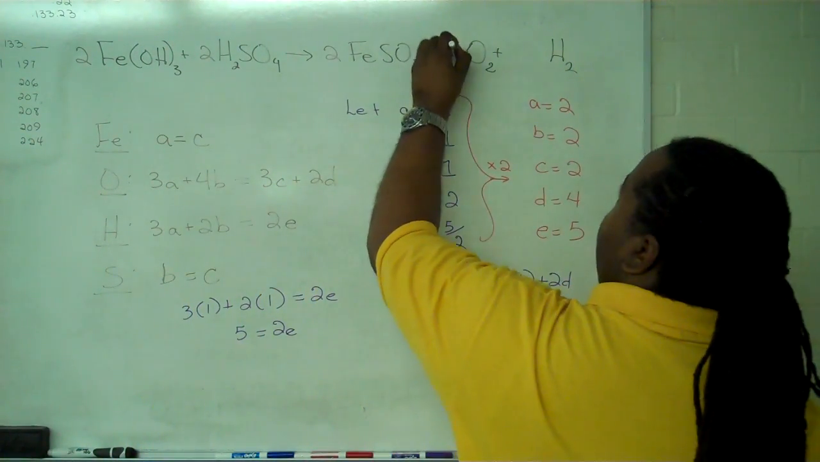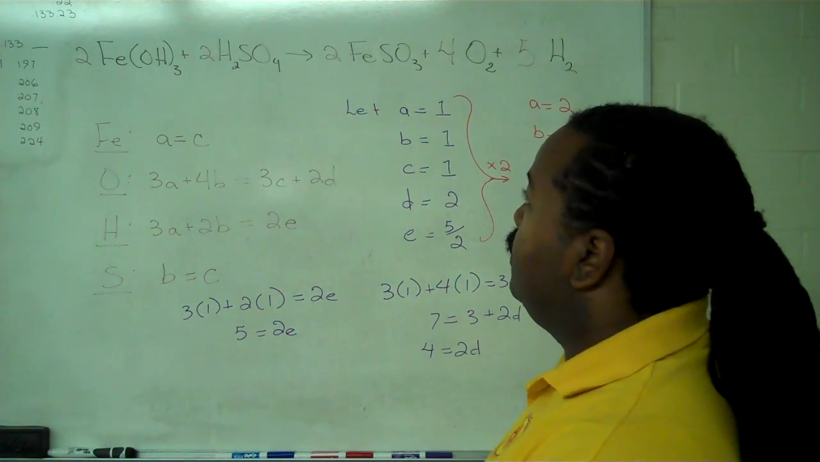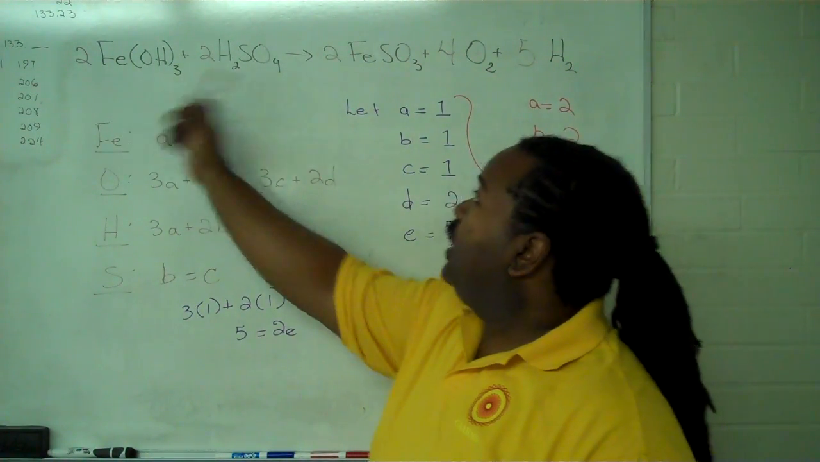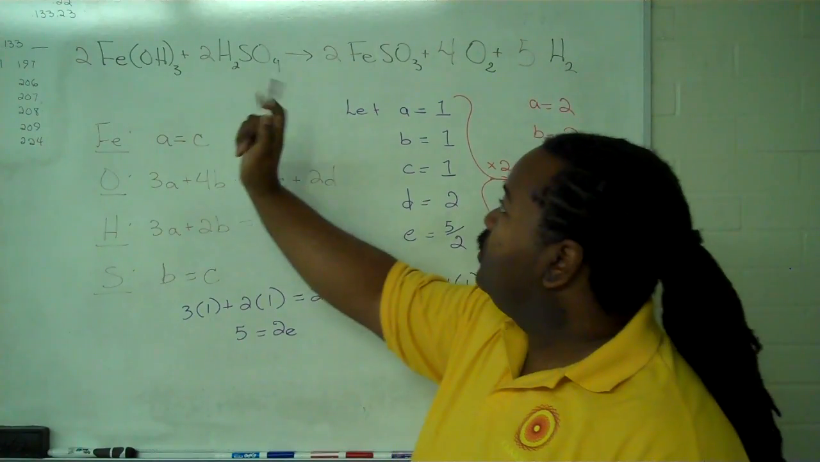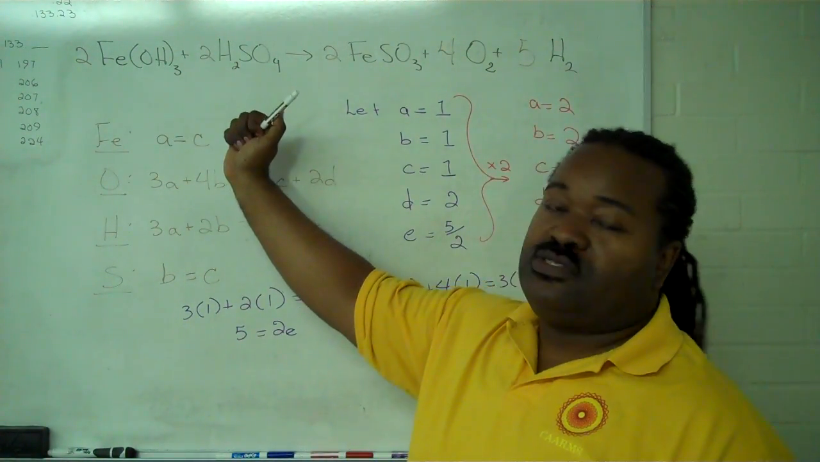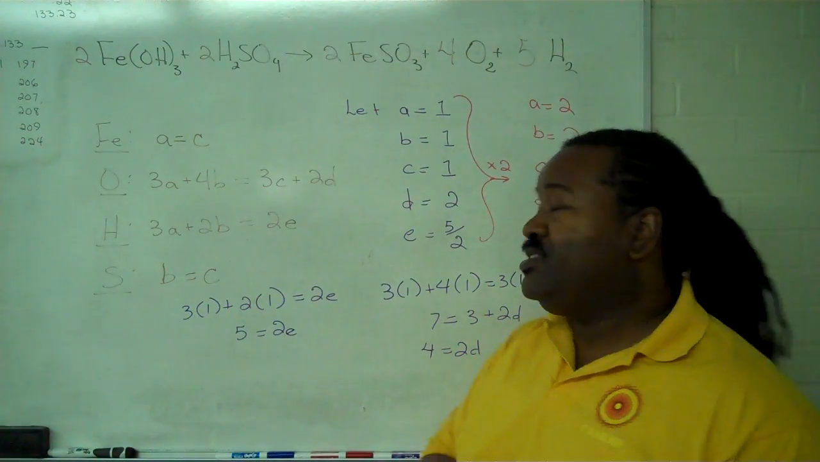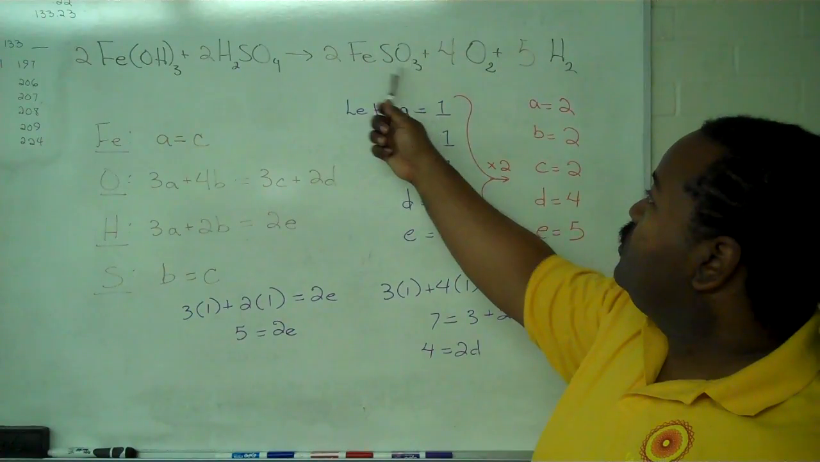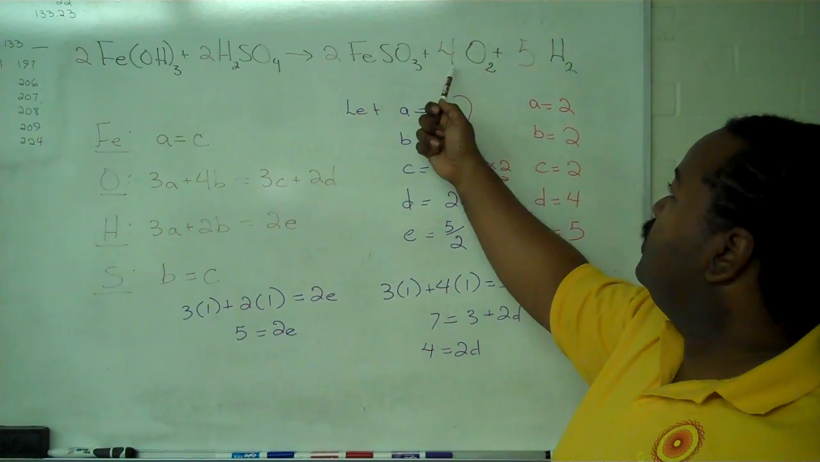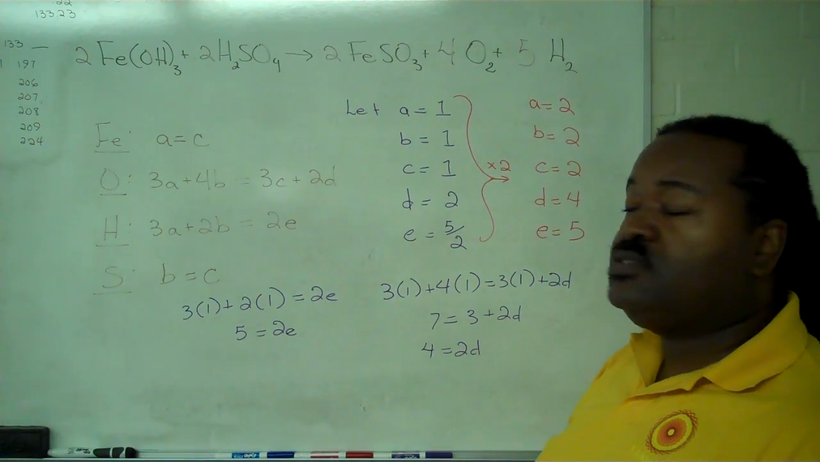And it becomes straightforward to verify that this does in fact work. 2 irons, 2 irons. For oxygen we have 3 times 2, that's 6, plus 2 times 4, which is 8. So 6 plus 8 will give us a total of 14. 2 times 3 gives 6. 4 times 2 gives 8. That's also 14, so our oxygen's balanced.